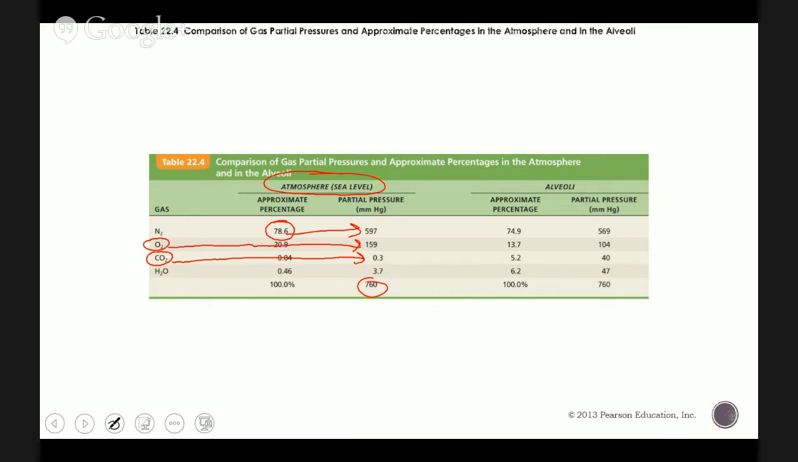Now let's move on to the alveoli. Over here, in the alveoli of the lungs, look at the partial pressure of oxygen. 104 as compared to 159. And look at the partial pressure of carbon dioxide, 40 compared to atmospheric pressure. Why is the partial pressure of carbon dioxide so much higher in the alveolus? And why is the partial pressure of oxygen lower in the alveolus than in atmospheric pressure? Why?